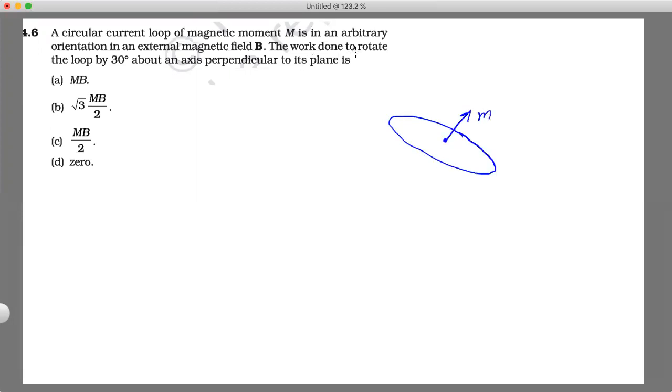The work done to rotate the loop by 30 degrees along an axis perpendicular to its plane. Okay, so there is a plane. There is an axis like this. And we have rotated the loop like this. Right? What happens to M when we rotate this loop?